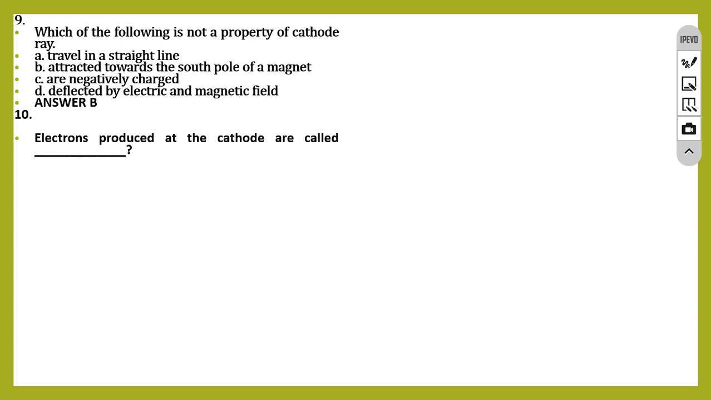Example 10. Electrons produced at the cathode are called A. X-rays, B. Gamma rays, C. Radio wave, D. Cathode ray. Correct option is D.